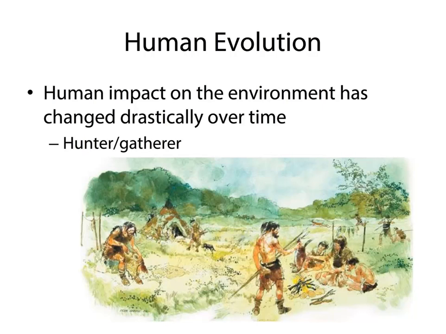So our impact on the environment has changed drastically over time. Initially we were hunters and gatherers, okay? And when we were trying to chase after food, we had to move around a lot. We had to invent spears and fishing and so forth so we could get food. Our impact on the environment back then was kind of minimal relative to the way it is now.